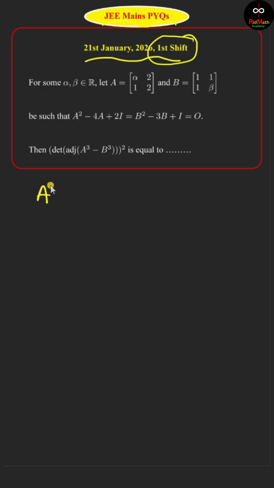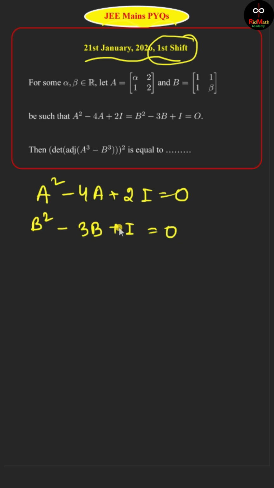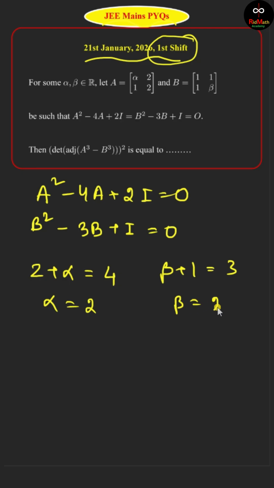So the equation A square minus 4A plus 2I equals the null matrix, and B square minus 3B plus I equals the null matrix. So first we will find out the A matrix and B matrix. This is the characteristic equation. So this is the trace: 2 plus alpha equals 4, that means alpha equals 2, and this is beta plus 1 equals 3, that means beta is also equal to 2.